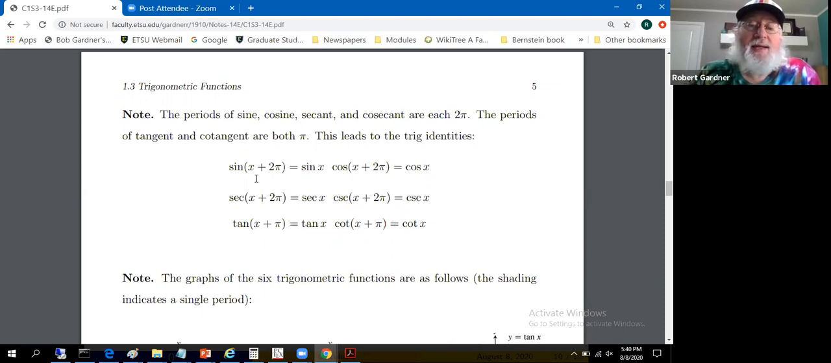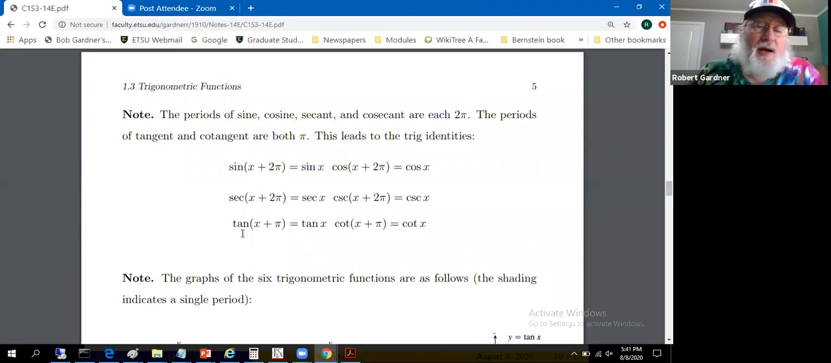That gives us a trig identity. Sine of x plus 2 pi is the same as sine of x. Adding 2 pi doesn't change the sine function. The angle changed by 2 pi. It's a different angle, same value though for the sine function. Cosine of x plus 2 pi equals cosine of x. Similarly for secant and cosecant.